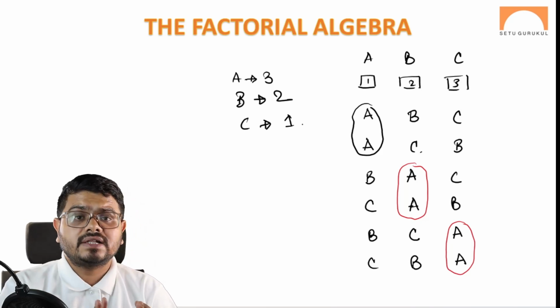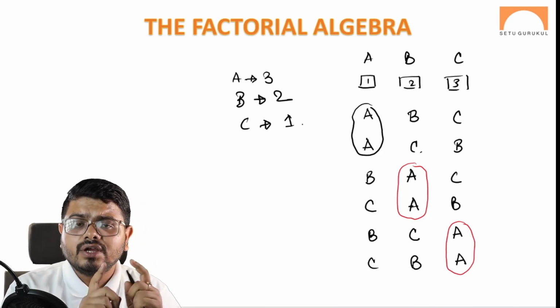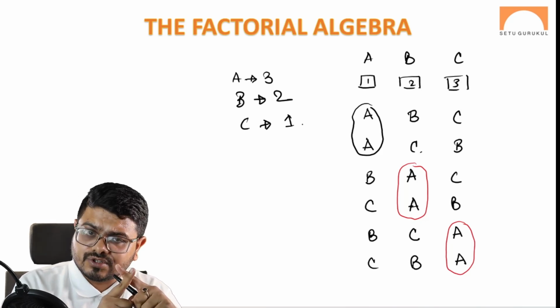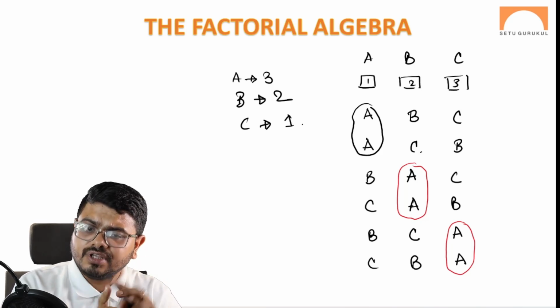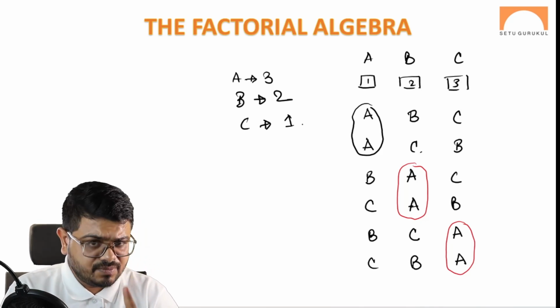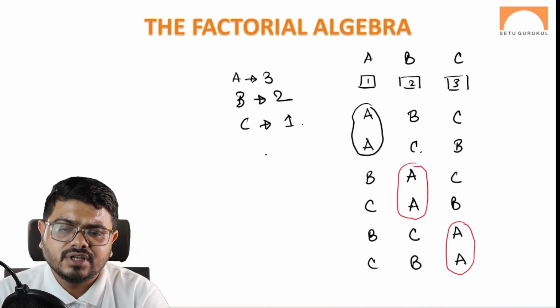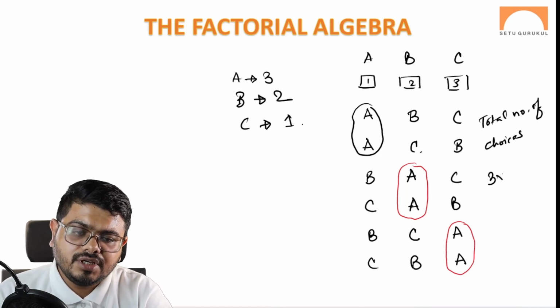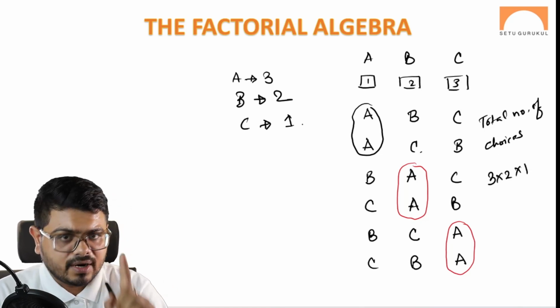And what happens in an AND scenario mathematically? You multiply. So three options for A, and, which is a multiplication, two options for B, and, which is a multiplication again, one option for C. So the total number of choices would be 3 times 2 times 1.